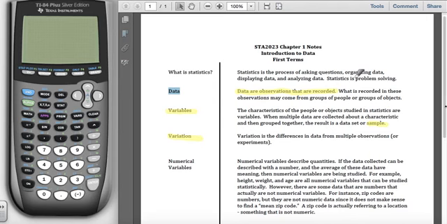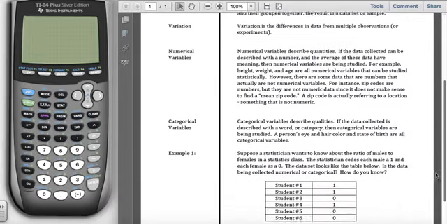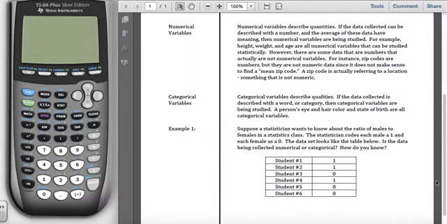Now, going back to this idea of variables, there are two kinds of variables that we'll look at initially in this statistics class. Those are numeric variables and categorical variables. So numeric variables describe quantities, how much of something. If the data can be described with a number and the average of these data have a meaning, then we're dealing with a numerical variable. So two characteristics: it has to be a number, and the average of all of these numbers has to have a meaning. Height, weight, and age are all numerical variables.